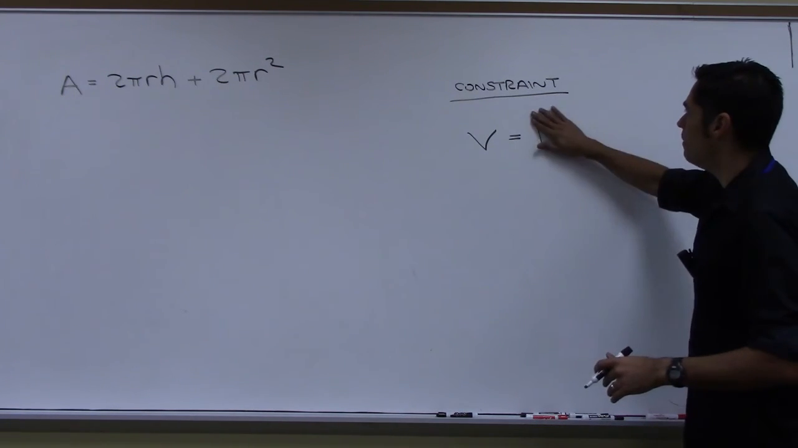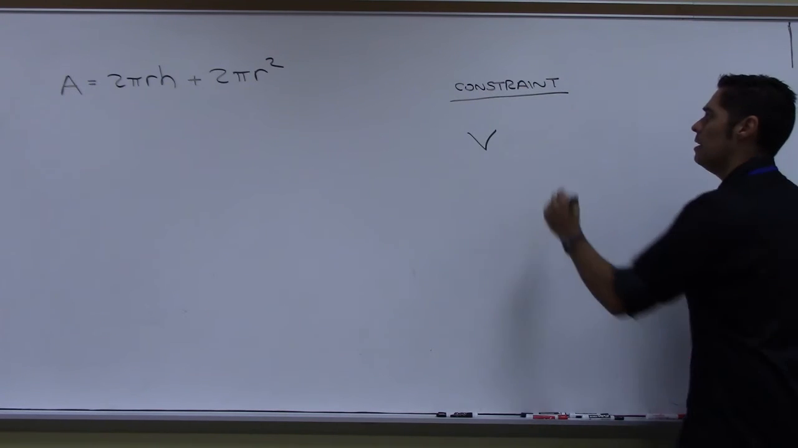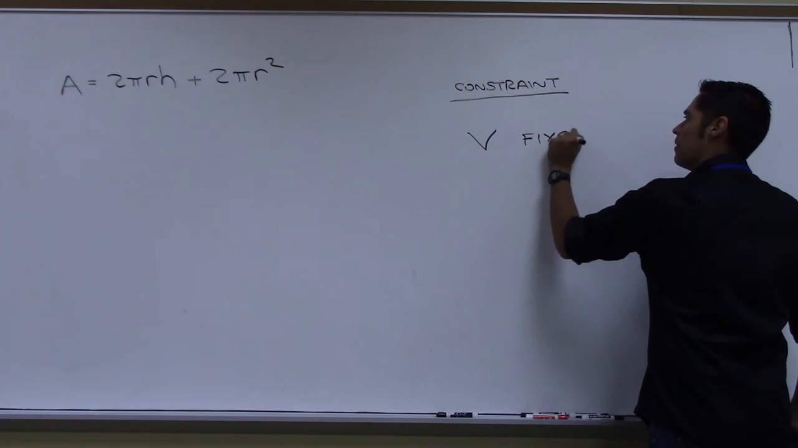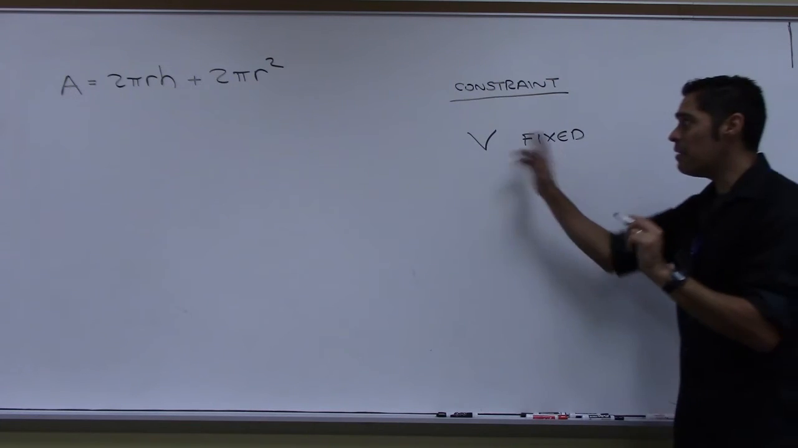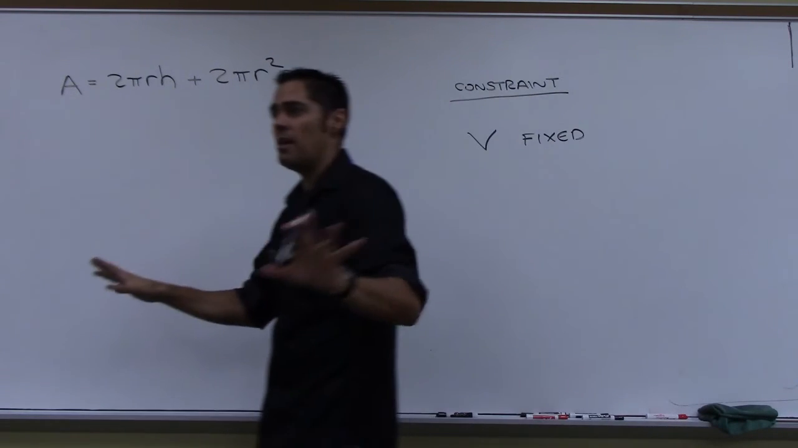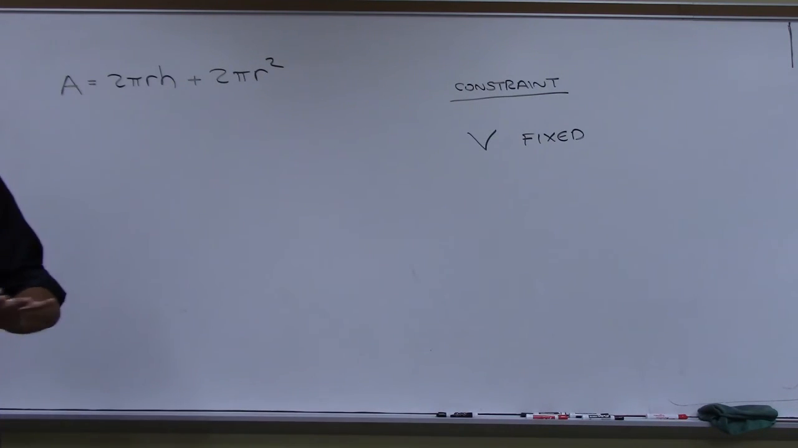Okay, so the constraint is that V is fixed. I don't know what it is anymore. I'm not going to say 1. But remember, it's fixed. It's not a variable anymore. V is not a variable. It is a fixed number. I'm just not telling you what it is. Could be 20 cubic centimeters. It could be 40 cubic feet. Doesn't matter, but it's fixed.